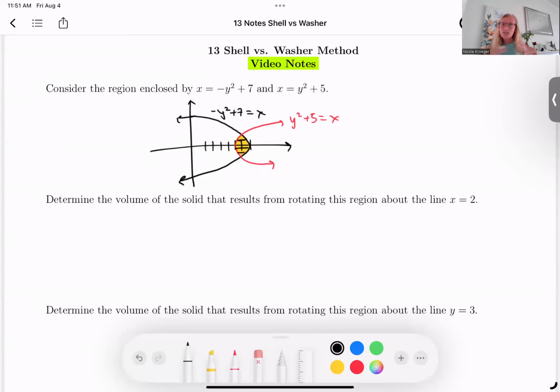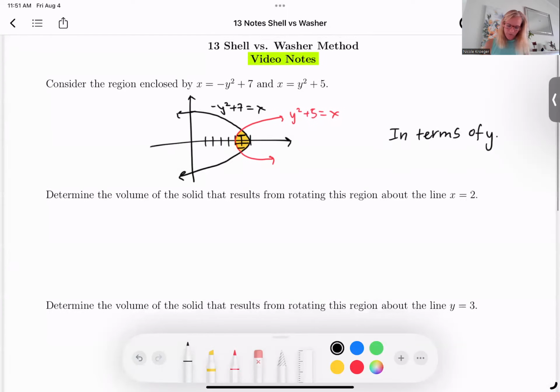This particular region, I can only do things with horizontal line segments, because otherwise my top and bottom function would change and would not be the same function. So just like when we were doing area, I'm forced to do things in terms of y here. So all of my integrals related to this region have to be in terms of y. And now when we're rotating, we have to remember that, and that's going to kind of force things to be a shell or a washer method, because this region itself is forced to do things in terms of y.